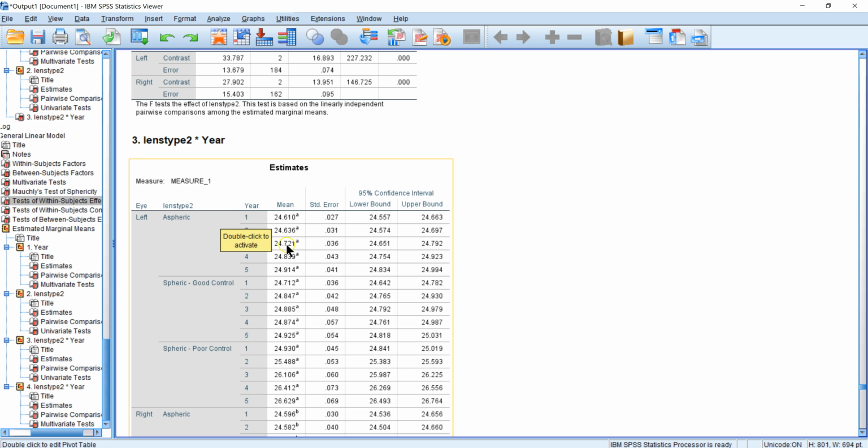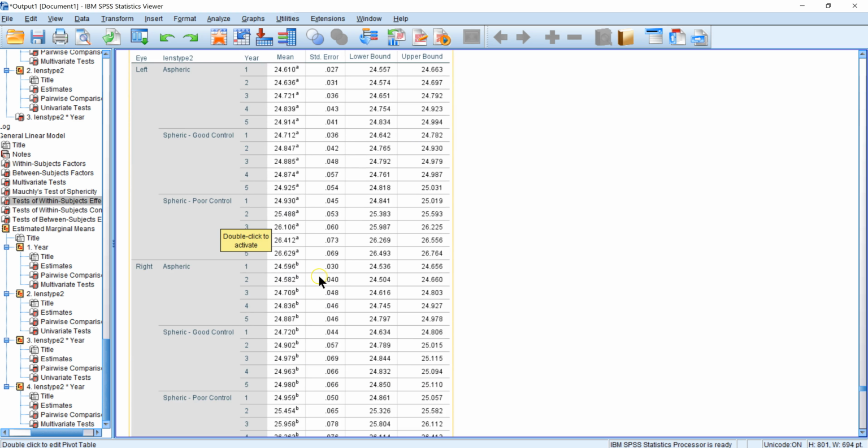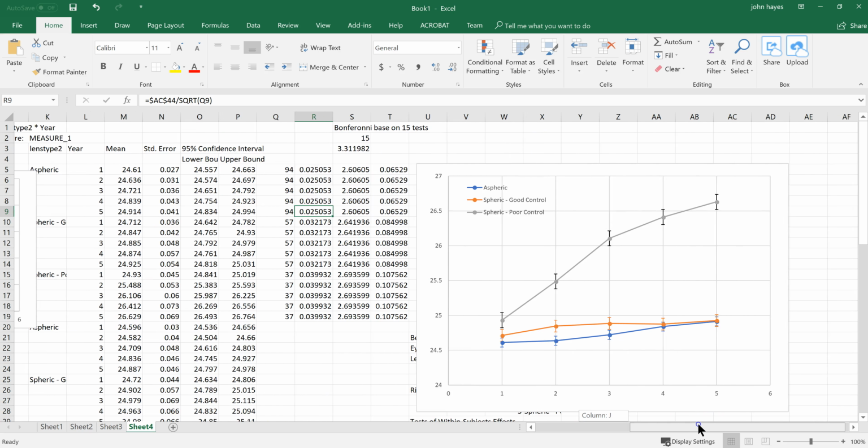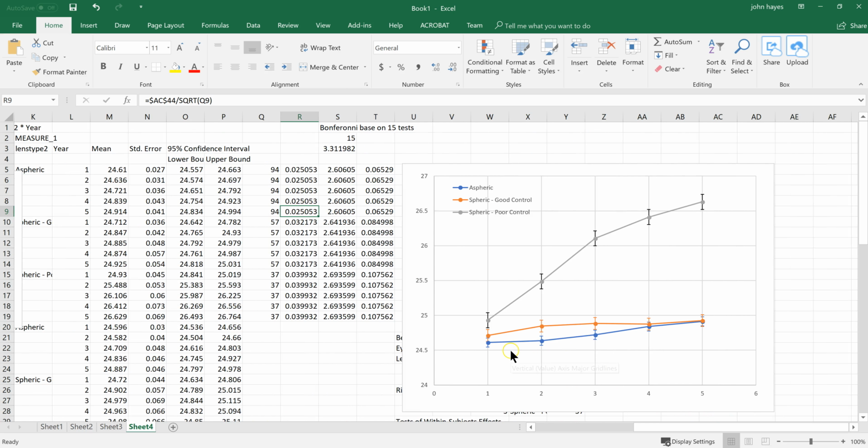And then we have the lens type by year interaction. And this is really the one we want to look at in terms of graphing and putting into Excel. So let's look at Excel. We had this one. Now this is adjusting for baseline, this does that. Now notice, now we're much more similar at year 1.